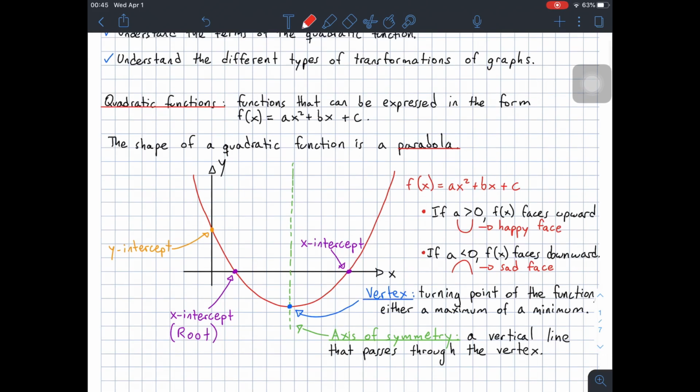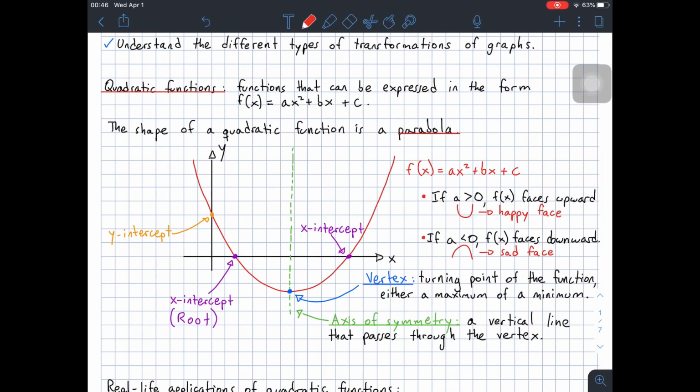It says a quadratic function is functions that can be expressed in the form f of x equals ax squared plus bx plus c. This is known as the general form of a quadratic function, which we're going to be covering more in depth during the following classes. Okay, so if we can express a function in this way, then we're talking about a quadratic function.